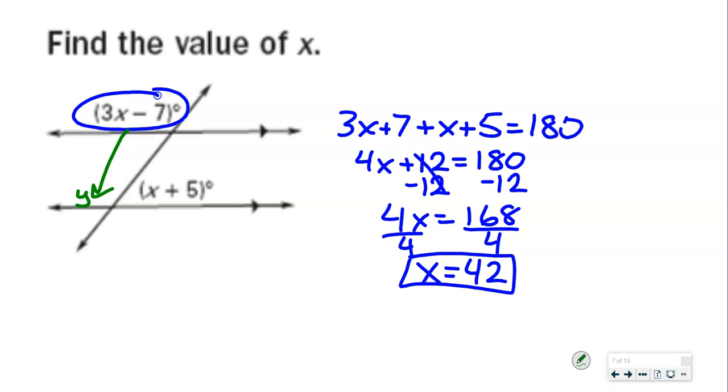Or if I know it's a linear pair with this angle here, I know that that would be congruent because it's corresponding with x plus 5. So just using your knowledge of the different angle relationships, you can work around and figure out how to set up to solve for any missing value.